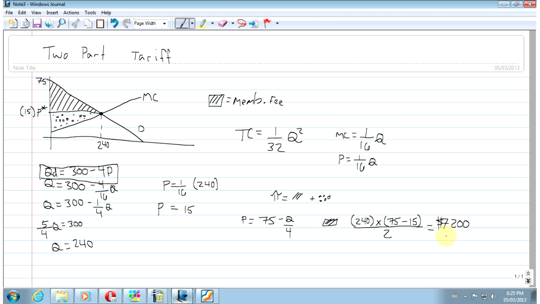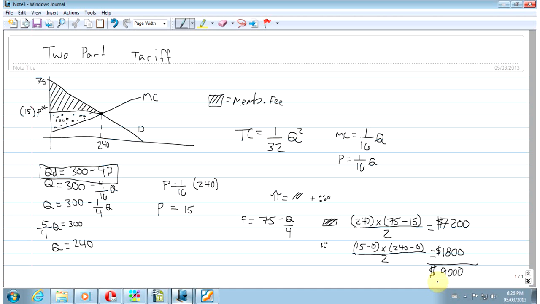The second part of my profit is the area between price and marginal cost. Okay, so price here is 15. The start of marginal cost, had I drawn it accurately, when Q is 0 is 0. So my bubbly area is 15 minus 0 times 240 minus 0, all divided by 2. Okay, and let me just plug that into the calculator. 15, and that is 1,800. So my total profit then is $9,000.